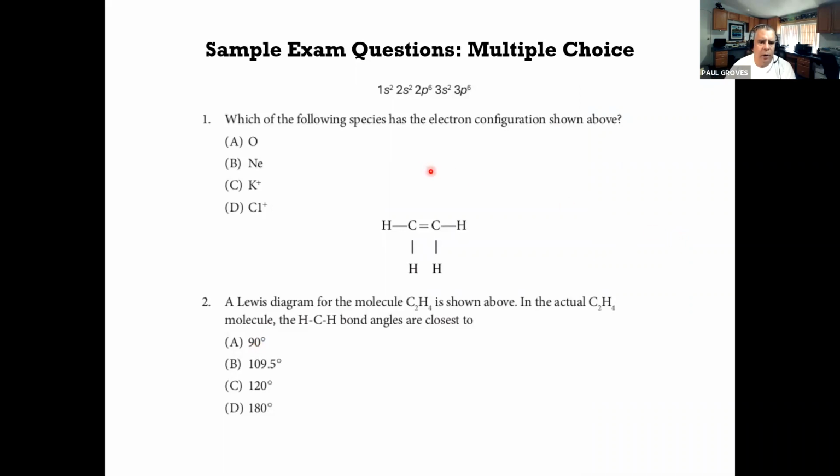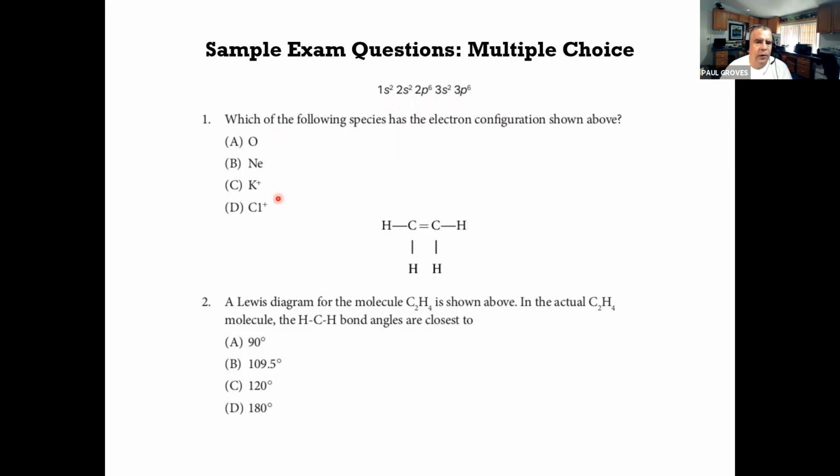Notice there are only 4 answers on each: A, B, C, D. So for this question here, which of the following species has the electron configuration shown above? One thing I try to teach the students is don't look right at these answers first. Go back to here. You'd say it's 1s2, 2s2, 2p6, 3s2, 3p6. That's 2, 4, that's 10, 11, 12, 18. That's 18 electrons. If we were looking at the periodic table, 18 electrons would be argon, okay? And argon is not one of these answers.